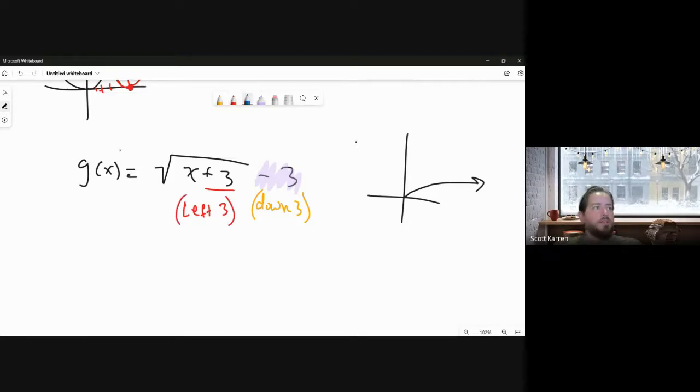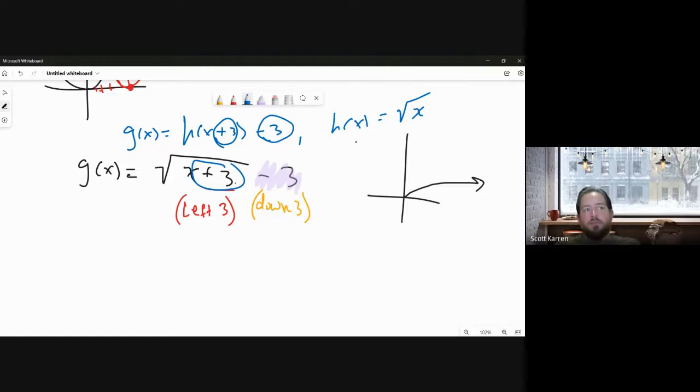And if you want, you can decompose this. You can call this g of x is equal to h of x minus 3. But h of x, let's back up just a little bit, where h of x is just that square root function, right? But we've shifted it on the outside with a down by 3, and then we've shifted it on the inside, right in here, with a left by 3.